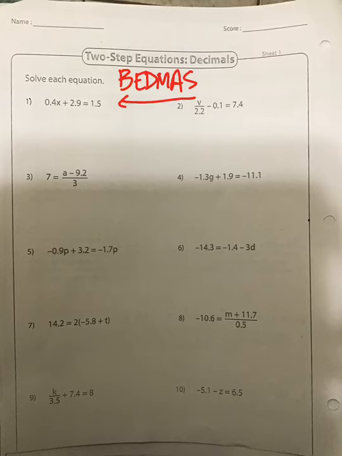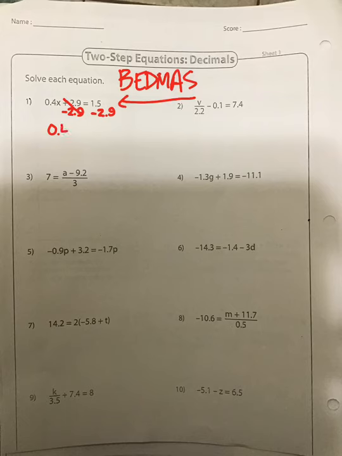And so right now, I am adding 2 and 9/10 to the 4/10 x that's here. And the way that I'm going to get rid of it is to do the opposite. So if I'm adding 2 and 9/10, I'm going to subtract. And if I do it on one side, I have to also do it on the other. So once I do that, this is going to cancel because it's left with 0.